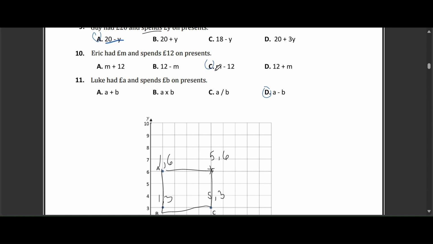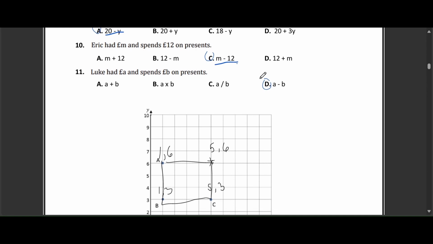C says M minus 12. That means we start with M and take away 12. That sounds right. D says 12 plus M. That's the same as adding, and Eric is spending money. So the answer is C, M minus 12. We subtract 12 from M.